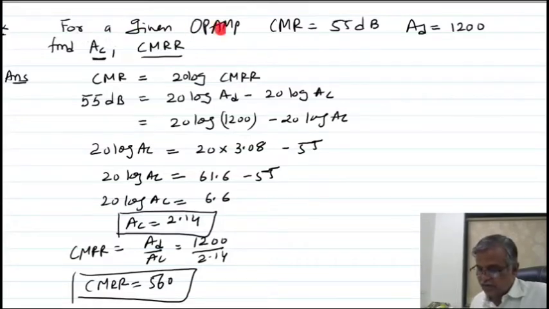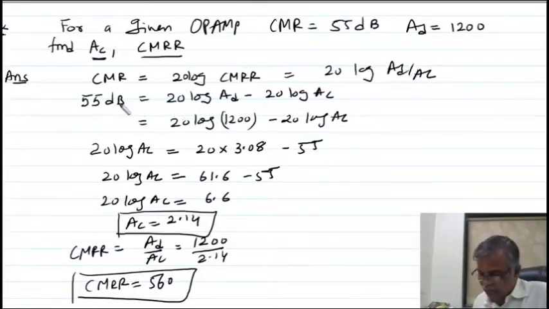Listen, for a given op-amp, CMRR is 55 dB, AD is given, find AC and CMRR. What is CMRR? 20 log CMRR. So I get 20 log AD minus 20 log AC. Those who do not understand, for them I can write 20 log AD by AC. Now this is 55 dB, this is 1200, this is 3.08, 61.6. So you can find the anti-log of this.